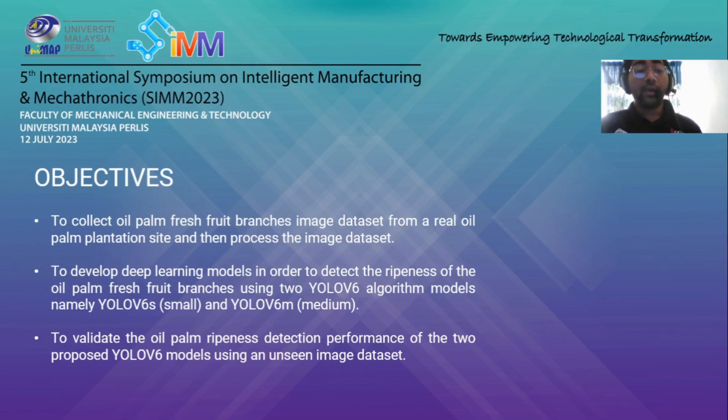Alright, and our last objective was to validate the oil palm ripeness detection performance of the two proposed YOLOV6 models using an unseen image dataset. Alright, moving on.